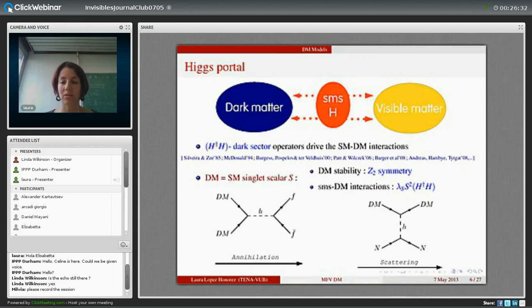Annihilation is important for the relic abundance of dark matter, but also for indirect detection searches today. And scattering on nucleons is important for direct detection searches. They are both driven by this lambda_s coupling for dark matter interaction through the Higgs portal. Okay, so this is a very simple scenario.